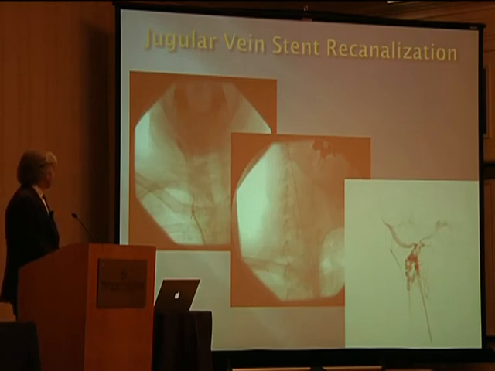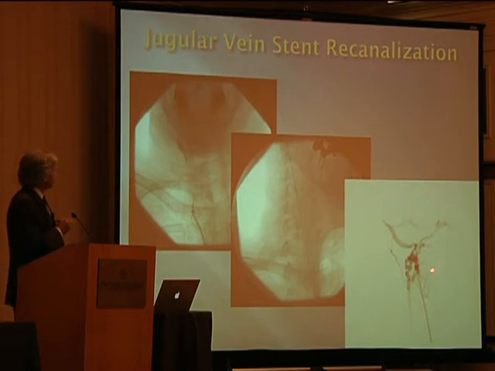Stent recanalization: sometimes stents do occlude. In this case, there's a catheter, actually a sheath, within an occluded stent in the right internal jugular. You can see contrast around the occluded stent. We cross the occluded stent, which is sometimes feasible and sometimes not, depending on how long the stent has been occluded and how organized the thrombus is.